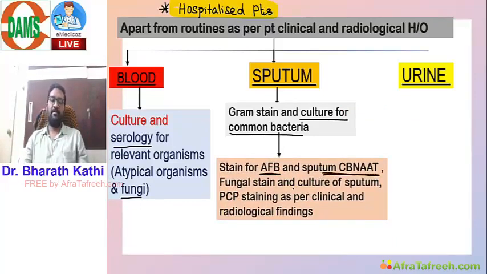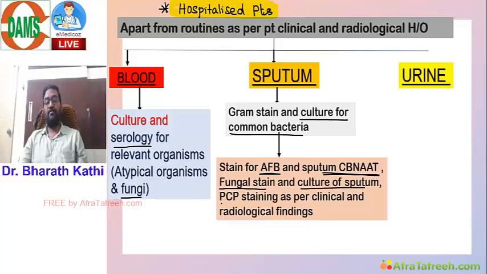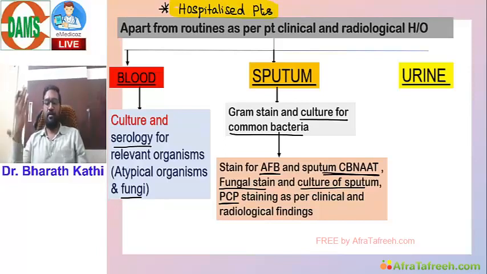And if you are suspecting a fungus that may not appear on gram stain, you should specifically write to the microbiologist, I am suspecting it as fungus. So do fungal staining and culture of sputum. And if you are suspecting PCP, pneumocystis pneumonia, for example this patient is HIV positive and you got some sputum, you are suspecting PCP, there are special stains.